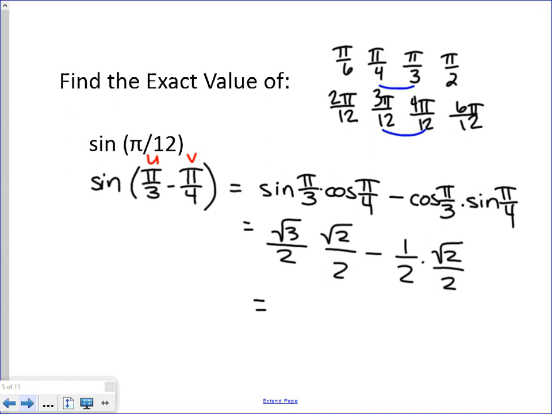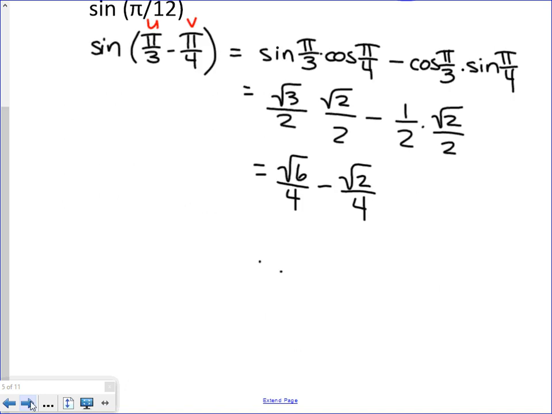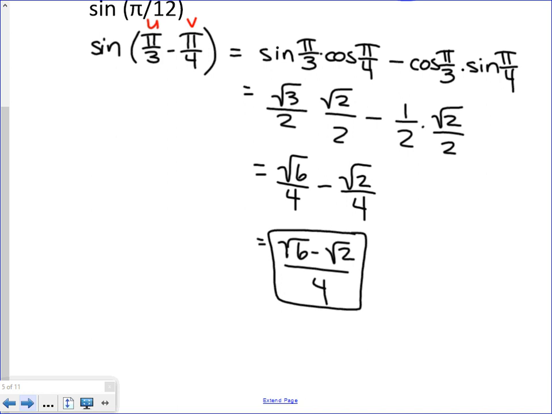Now, for these fractions, you can multiply across on the top because they're both square roots. It's just the square root of 3 times 2, which is 6. And then in the denominator, 2 times 2 is 4. And then you have minus the square root of 2 over 4. And hey, I lucked out. I already have common denominators, so then I'm just going to subtract in the numerator: square root 6 minus square root 2, all over 4. And there's my answer, an exact value of sine of pi over 12.